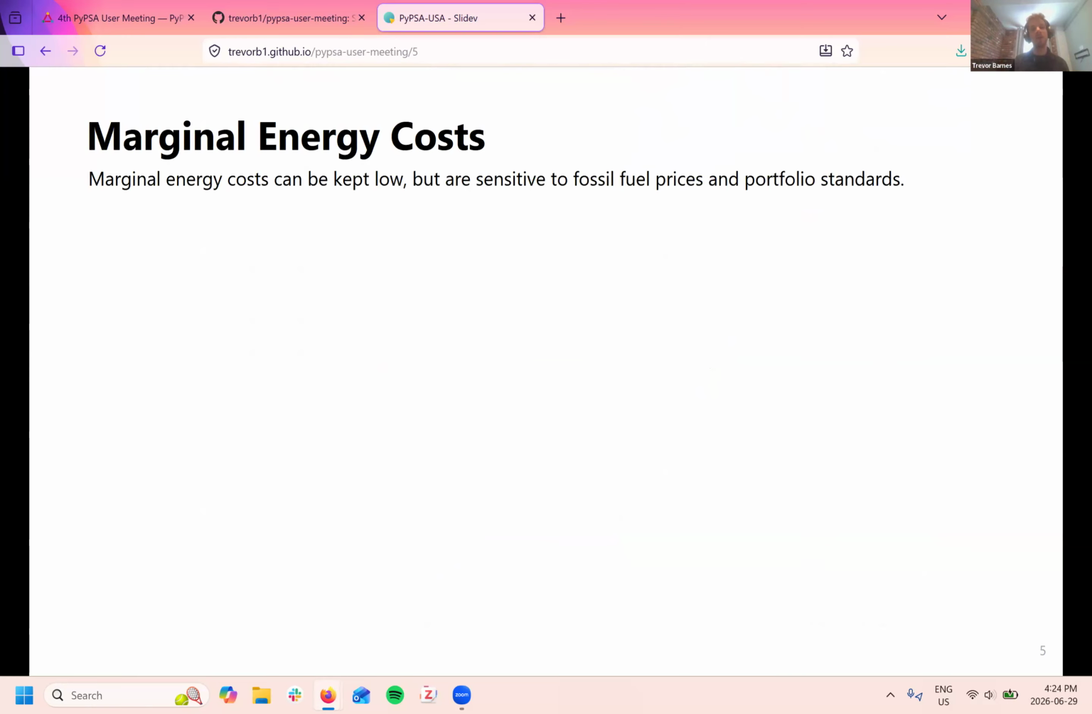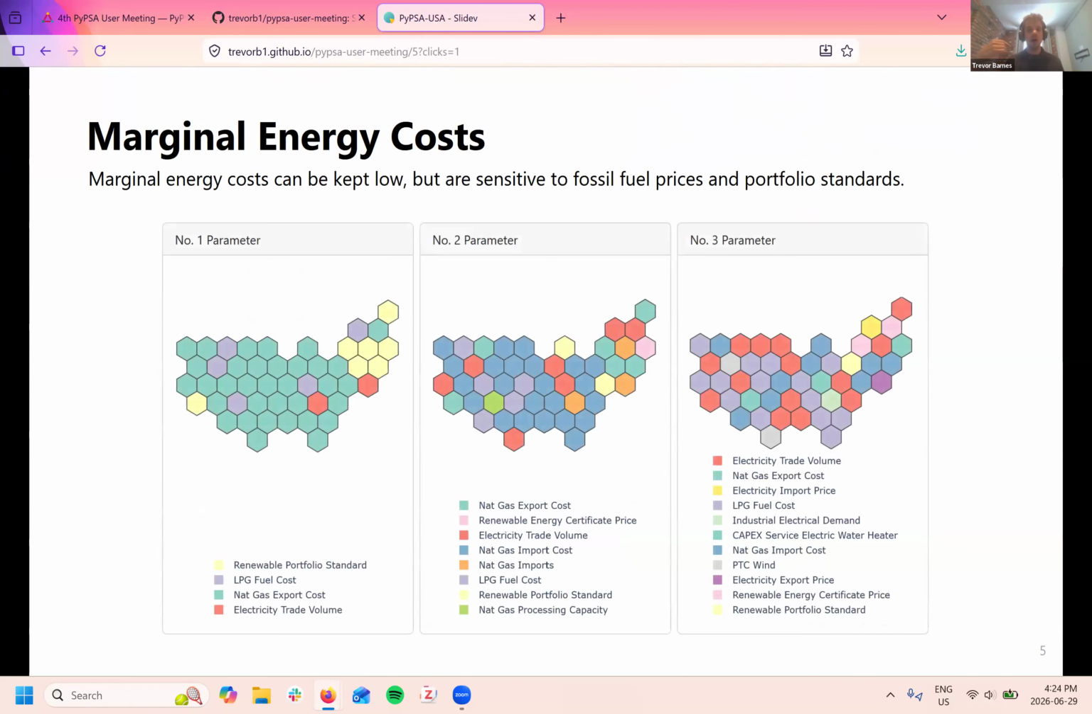So the first claim I will make is that marginal energy costs can be kept low, but they're very sensitive to fossil fuel prices and portfolio standards. How I'm arriving at that is based a lot off of this chart. So what this shows is the GSA results, in relation to average yearly marginal energy costs at a per state level. So how to interpret this is each state, whatever the parameter is color-coded, that's the first, second, and third most impactful input uncertainty on average annual marginal energy costs.